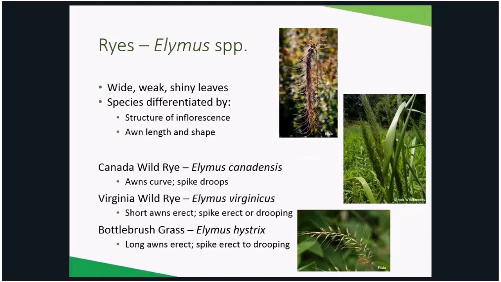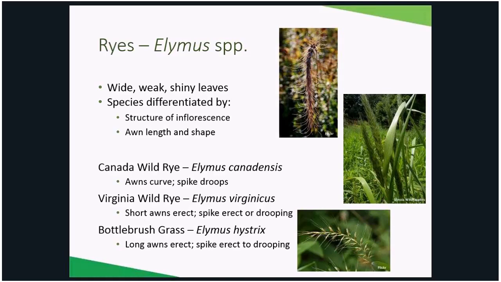So because I like this group so much, I gave you 3 examples here. The first one is Canada wild rye, and that's the one that's pictured up in this photo here. And you can see that that spike droops. So we can see the stem and then the spike droops down. So that's our first clue that it's Canada wild rye. But our second clue is that it has awns that curve outwards. Okay, so each awn is curved. None of them are held straight out or straight up. They're all curved. So if you put those 2 characteristics together, you're looking at Canada wild rye.